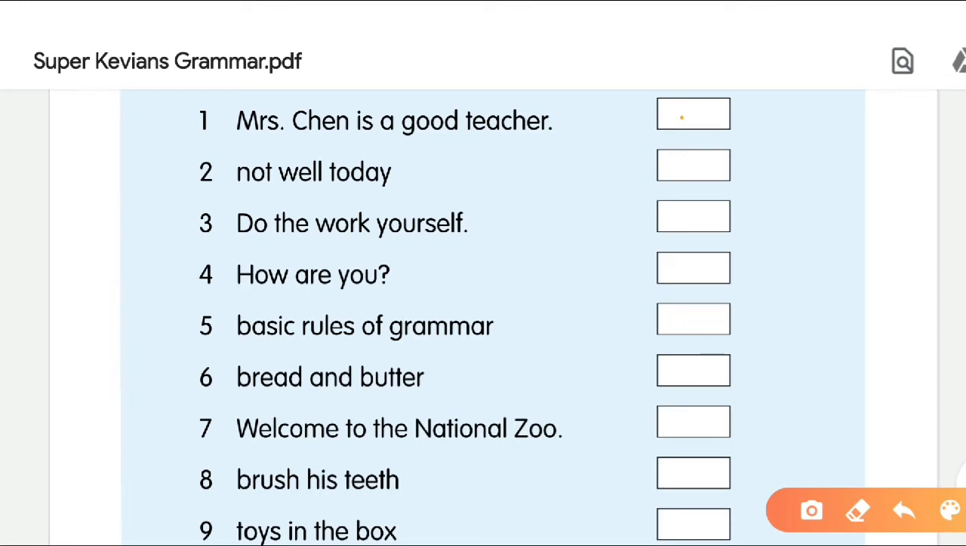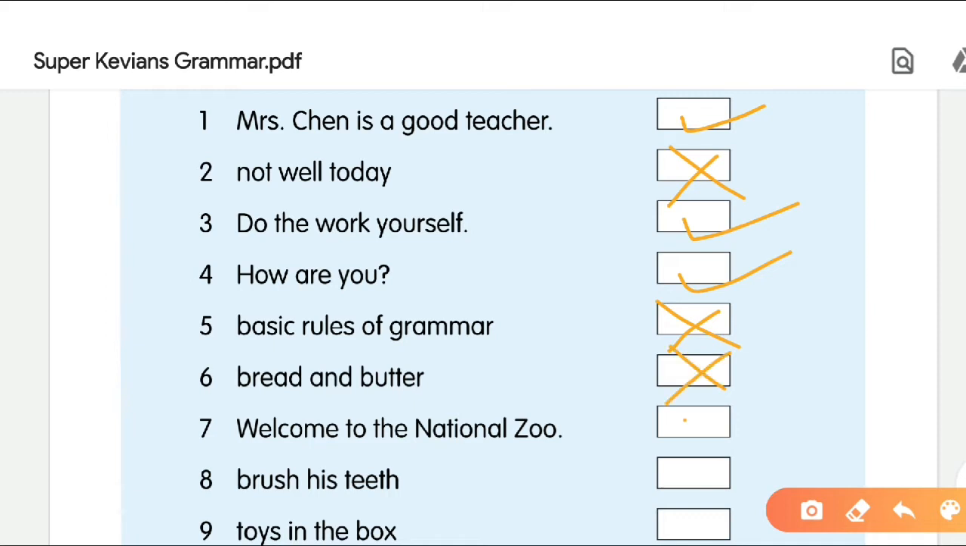Mrs. Chen is a good teacher. It is a sentence. Not well today. It is not a sentence. Do the work yourself. It is a sentence. How are you? A sentence. Basic rules of grammar. It is not a sentence. Bread and butter. Not a sentence.